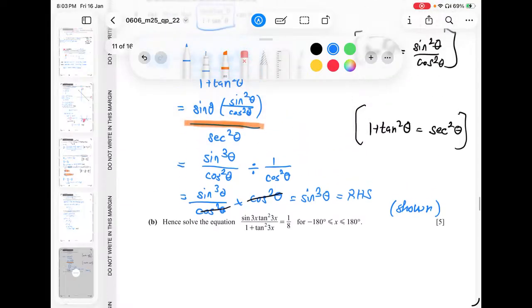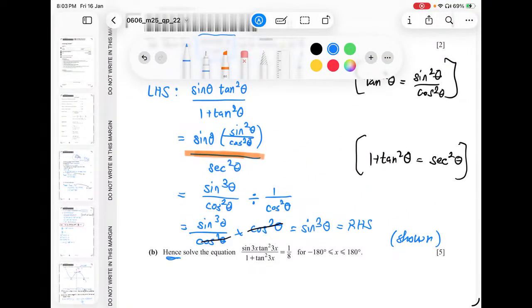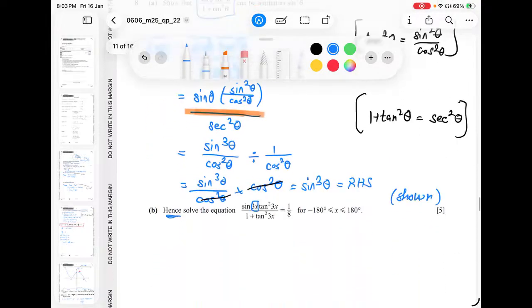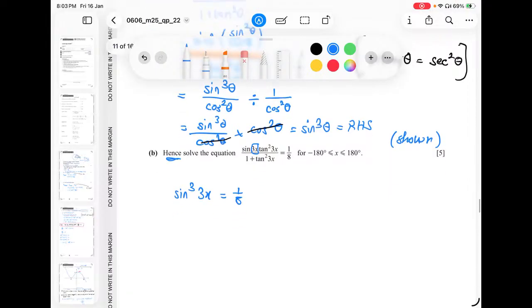So here they are basically telling us to hence solve this equation. Instead of theta, they use 3x. The others stay the same. So you can just write sine cubed 3x equals 1 over 8. Sine 3x is going to be 1 over 2, because we cube root the 1 over 8, and you get 1 over 2. And the basic angle: this alpha means the basic angle.